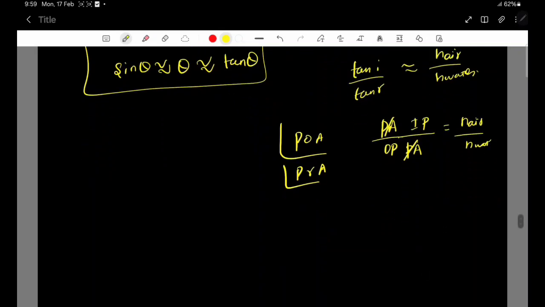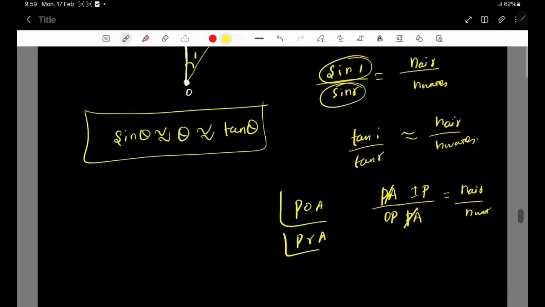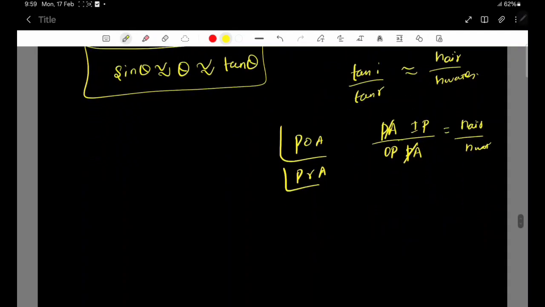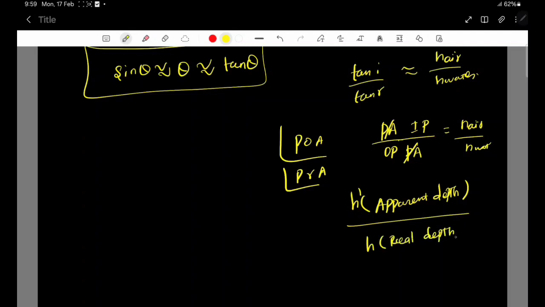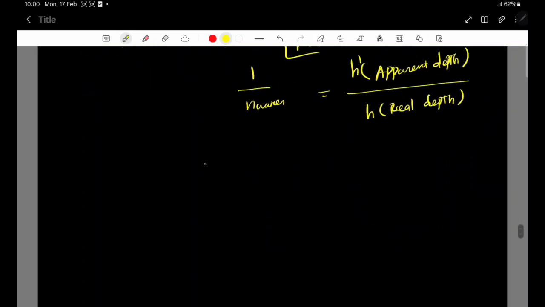This PA will get cancelled off. IP is nothing but image distance, OP is nothing but object distance. I can call this IP the apparent depth, or H dash, and OP the real depth. The ratio of these two is equal to n air by n water. n air is approximately 1, so I can simply write H by n water is equal to H dash.